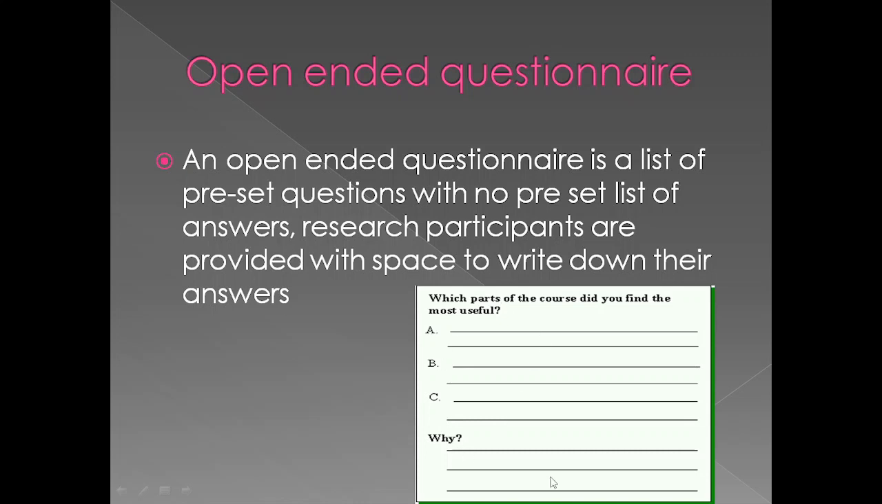As you can see in the image, you have the question, and then you have space provided to you where you are going to write down which part of the course you found the most useful, and you are asked to write the reason why. So open-ended questionnaires come with a preset list of questions, that is, the questions are already printed in the questionnaire, but what is different is that there is no preset list of answers. So you are asked to fill in the space and write down your opinions or your experience in the space provided.